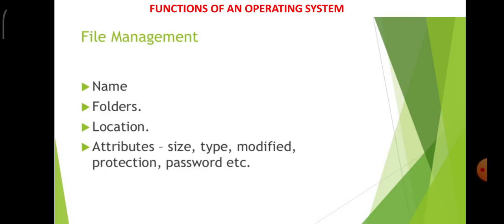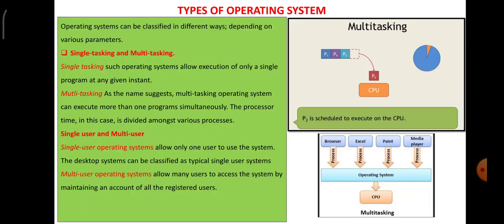Attributes: what is the size, what is the type, when it was modified, whether it has any protection, like whether you are doing any password access, so that only you can do that. So all these things will come under file management, starting from creation of the file, opening the file, saving the file, taking multiple copies of the master file, locating in a particular drive, moving the file from one place to another. All these things will come under file management.